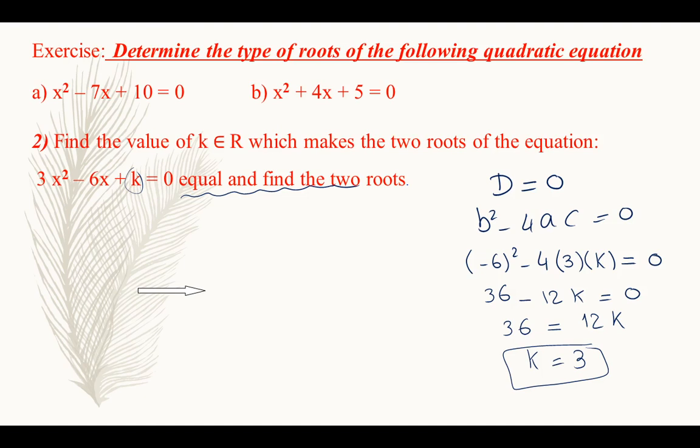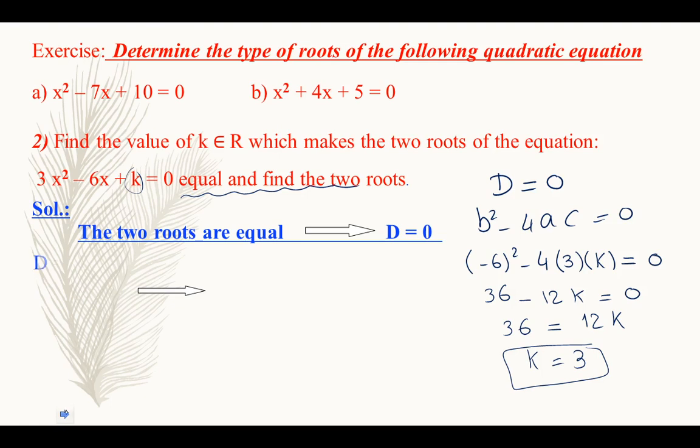Since the two roots are equal, the value of each one of them equals negative b over 2a. This is something you can take as a rule. Since the two roots are equal, the discriminant equals 0.